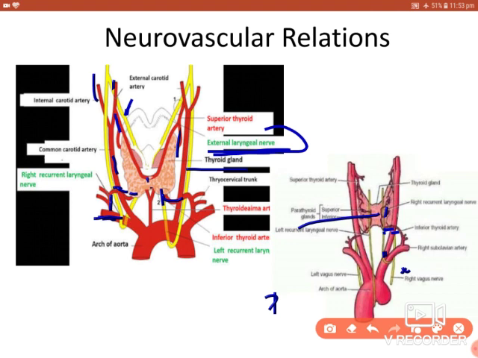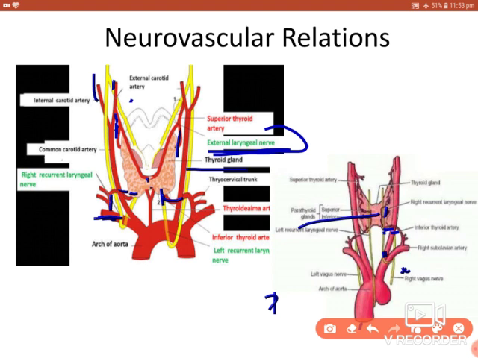During the surgery of the thyroid gland, during the ligation of the superior thyroid artery, the superior thyroid artery should be ligated close to the thyroid gland, close to the apex, to avoid injury to the external laryngeal nerve. It should be ligated close to the gland.